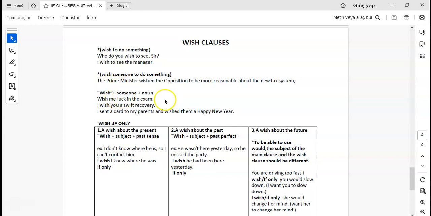And also we have some expressions in English. Wish me good luck. Wish me bad luck, maybe. And I wish you a swift recovery. And I wish you a happy new year. So if you wish someone a noun, that means you wish someone to have the experience.